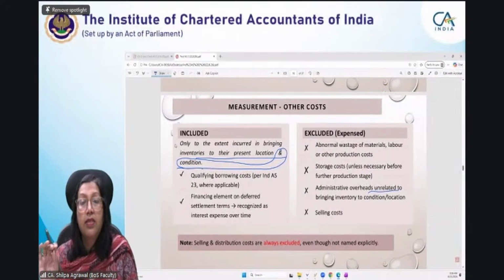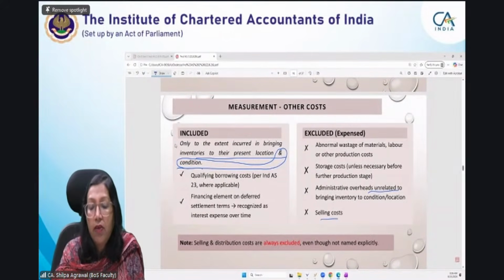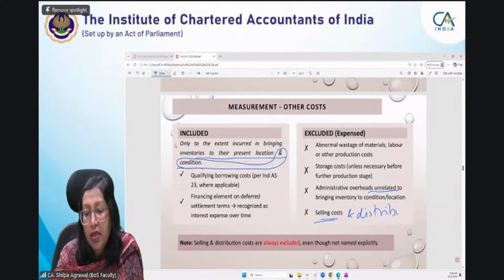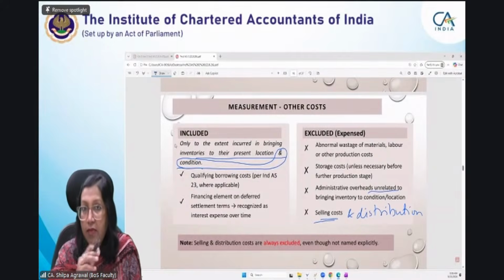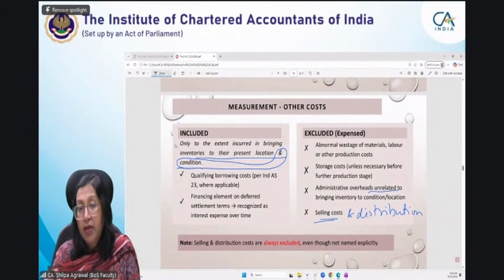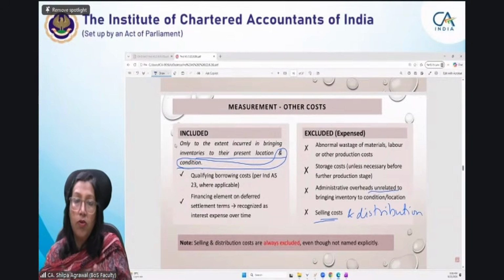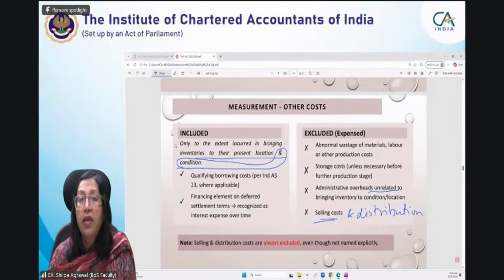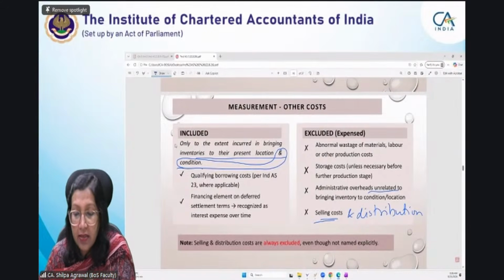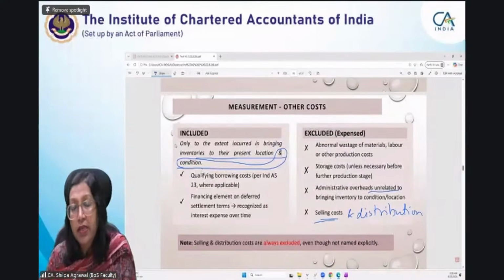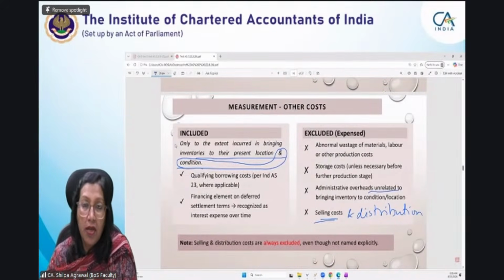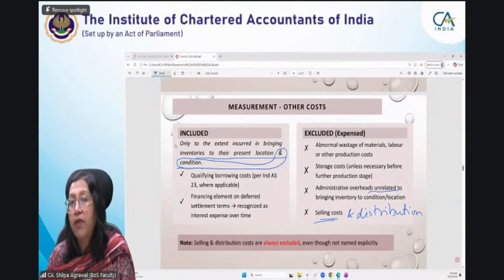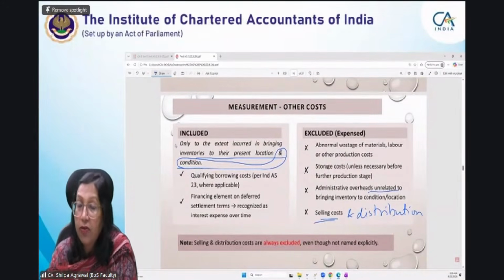Always excluded is selling cost. Here, when we say selling cost, it includes selling cost and distribution cost, because distribution is associated with selling of goods, making it reachable to the seller. So it is included as selling cost, though it is only mentioned as selling cost, but it includes distribution cost. This is an explanation given by the institute in one of its ITFGs, and also in the education material which the institute has separately released. Selling cost and distribution cost have the same nature of expenditure, and therefore both are excluded when we are determining the cost of inventory. Okay.